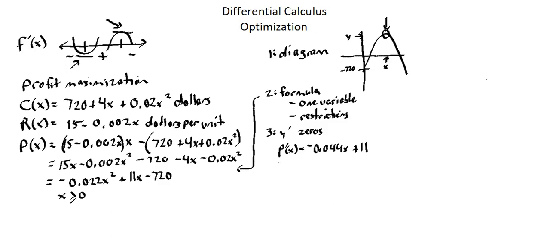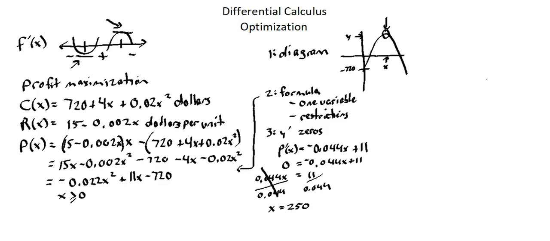Now I want to calculate the zeros for the derivative. 0 equals negative 0.044x plus 11. So I'll add 0.044x to both sides and end up with 0.044x equals 11. Then divide both sides by 0.044. And my x value is 250.